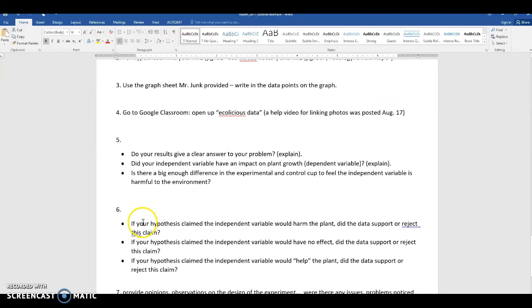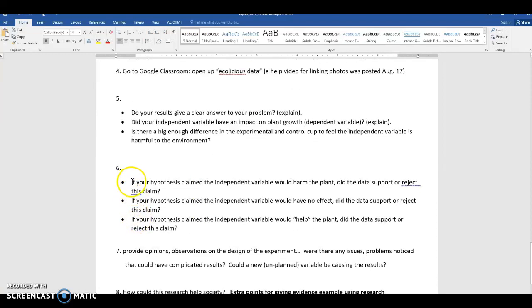On page 3 for activity 6, it says, if your hypothesis claimed the independent variable would harm the plant, did the data support or reject this claim? So let's look at our original hypothesis 1 and find out, were we saying it helped, would have no effect, or would it harm the plant? So we want to find out, what was the effect that we claimed the brown water would have?